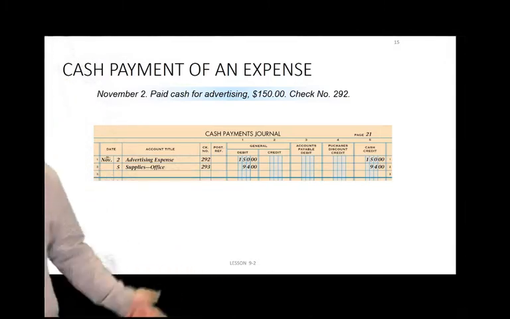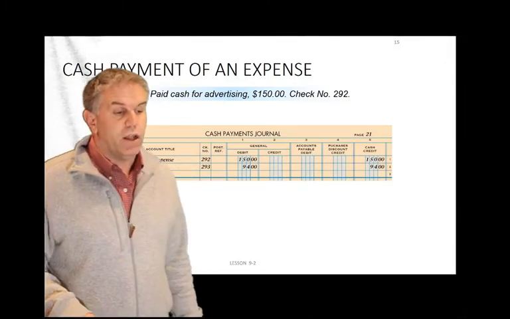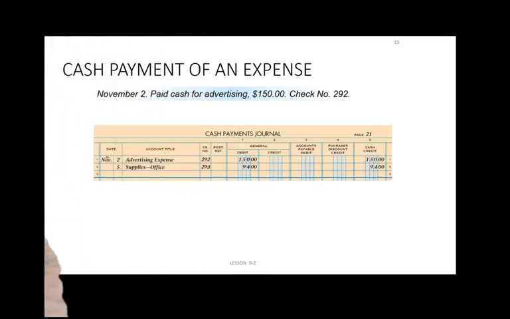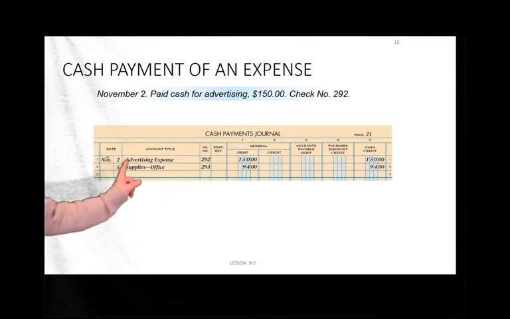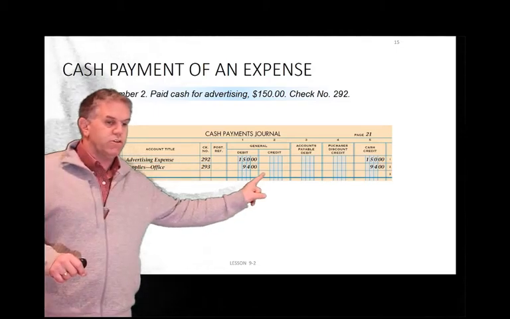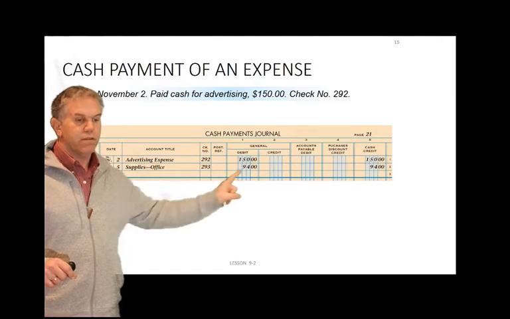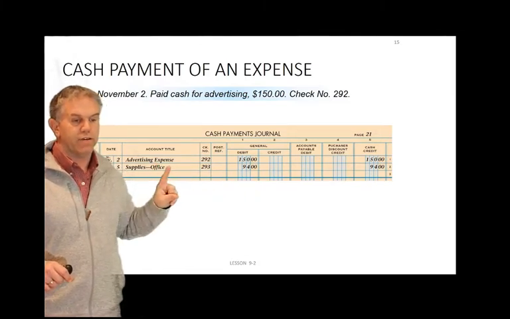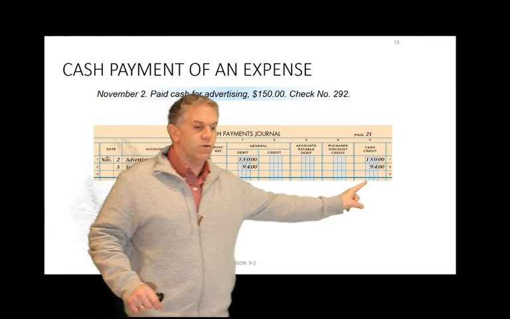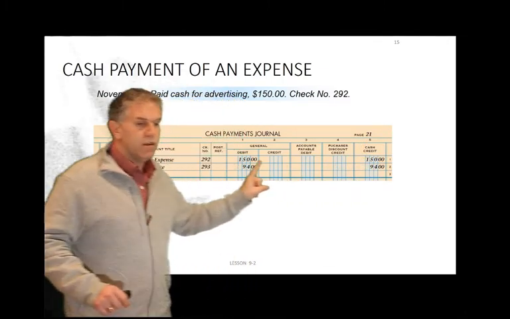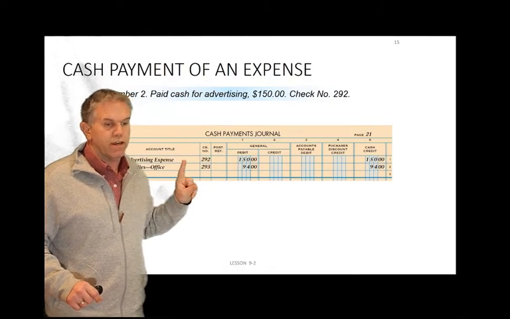You've seen this transaction before. The cash payments journal looks a lot like the multi-column journal that we used in chapters 1 through 8, just a little bit different. So we're going to debit advertising expense 150, we're going to credit cash 150, and our source document was check 292. Just a friendly reminder, this 292 explains the advertising expense, and it also explains the cash.